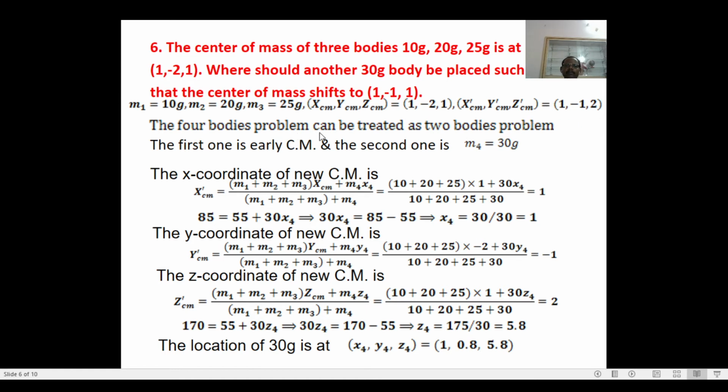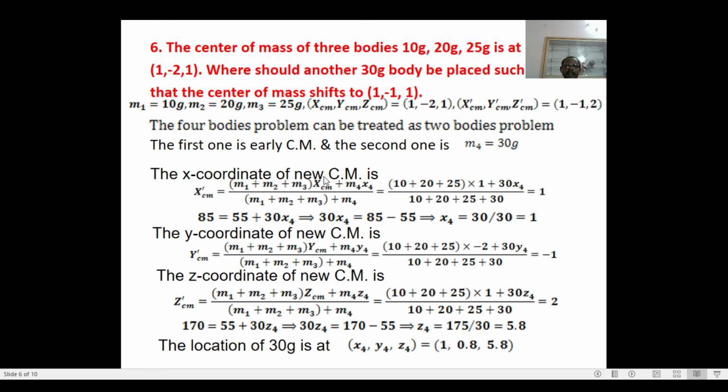The four body problem can be treated as a two body problem. The first one is the early center of mass, which is 1 comma minus 2 comma 1, and the new center of mass is 1 comma minus 1 comma 1. The four bodies problem can be treated as a two bodies problem. The first one is the early center of mass and the second one is m4, which is equal to 30 gram.